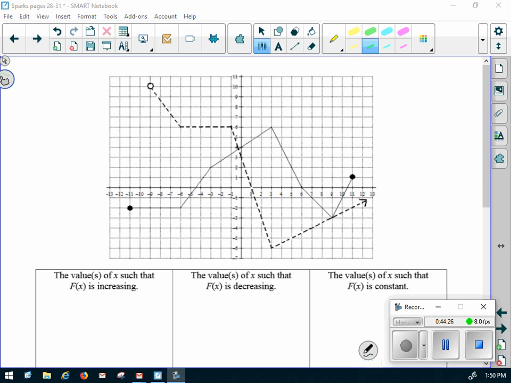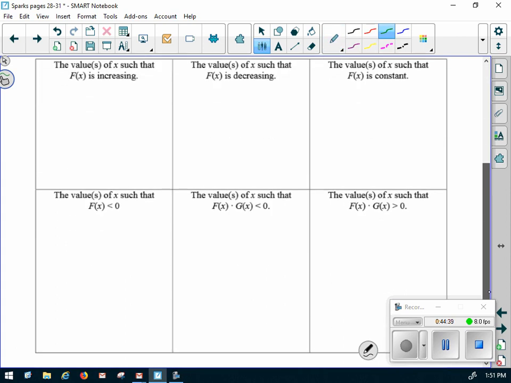Okay. Good. All right. F is still dotted. Oh, I'm writing in highlighter. G is still solid. You do those 6.